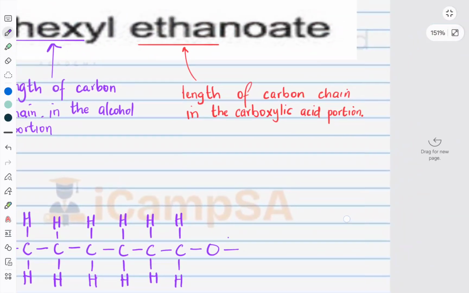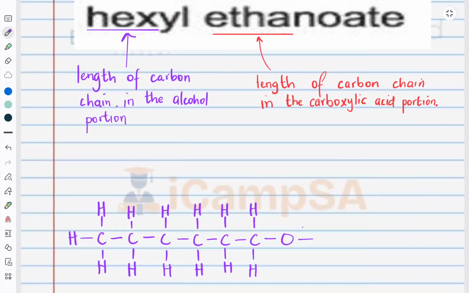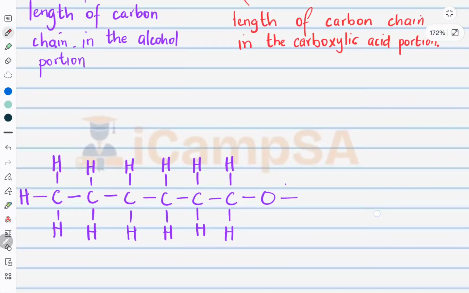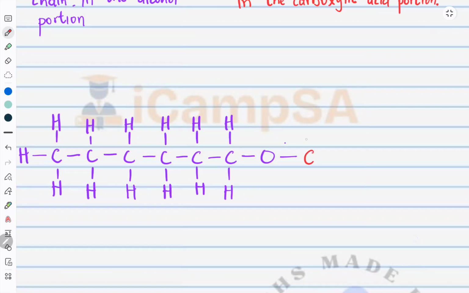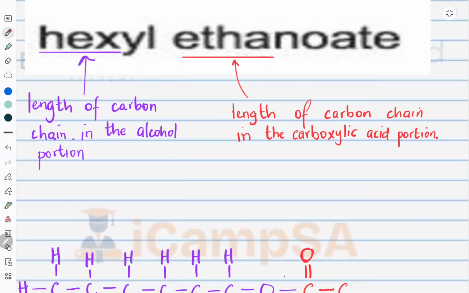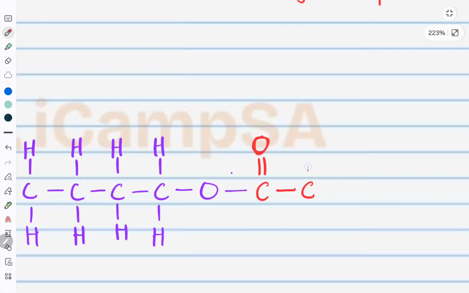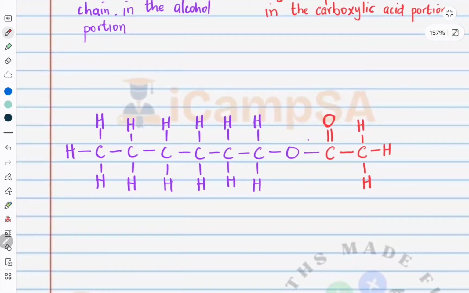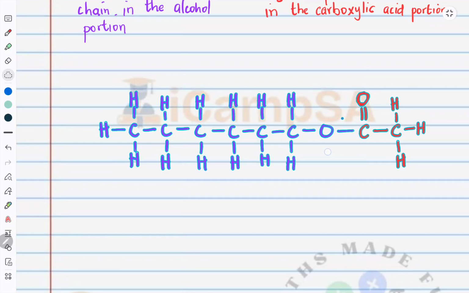And then on the other hand, we had ethanoate. So ethanoate has 2. Eth is 2. So let's first add our carboxylic acid portion. The carbonyl group starts first, of course, and then since it has 2 carbon atoms according to the name, this is the last one. We have H, H. So that does it for this one as well. This is how we would draw the structural formula for this specific ester.